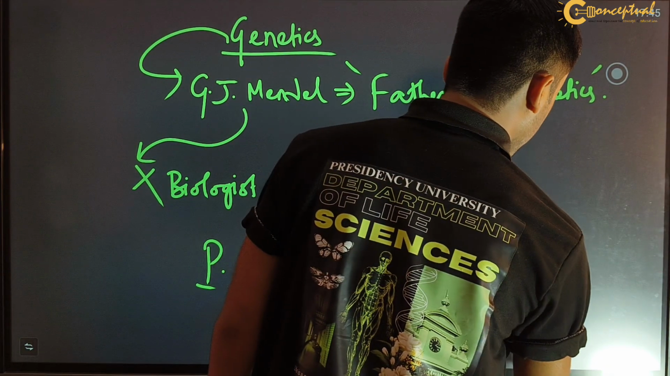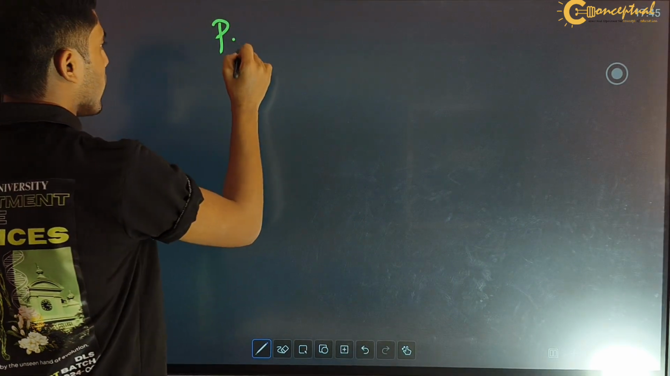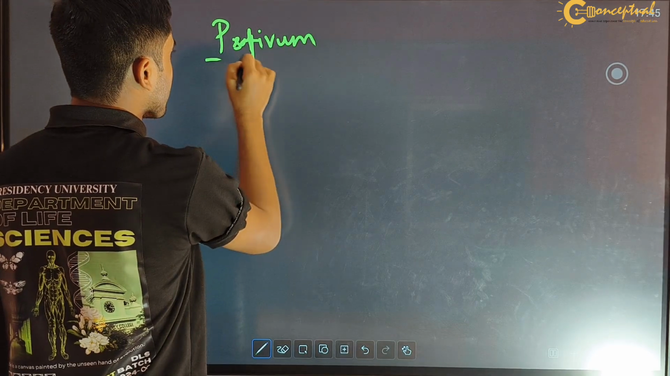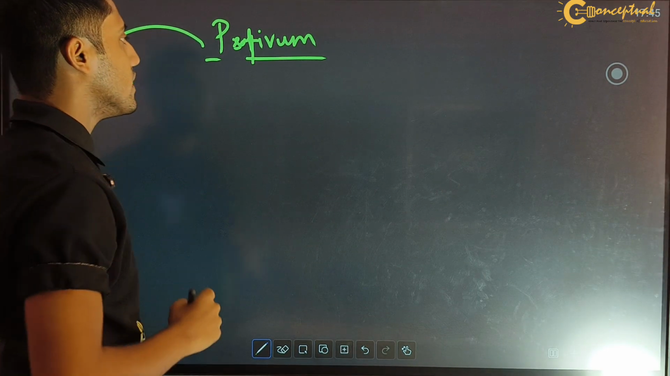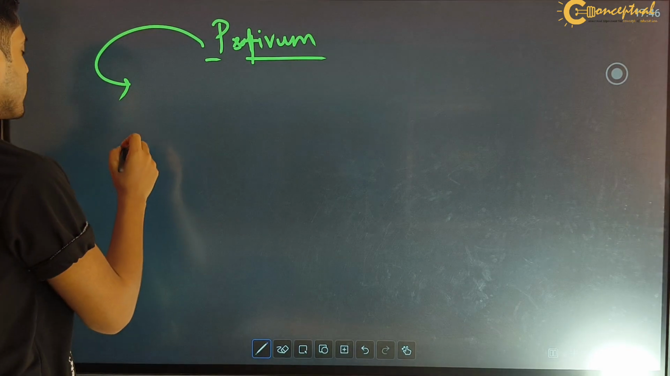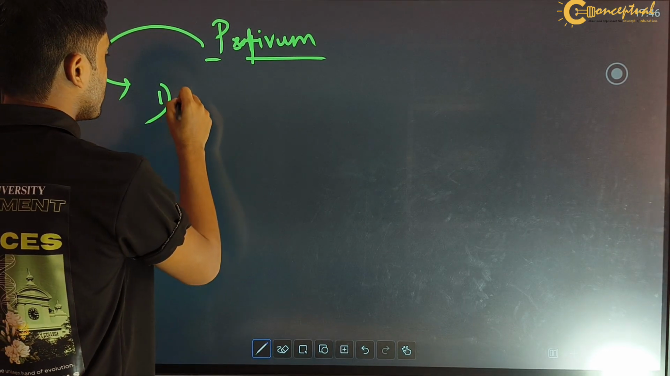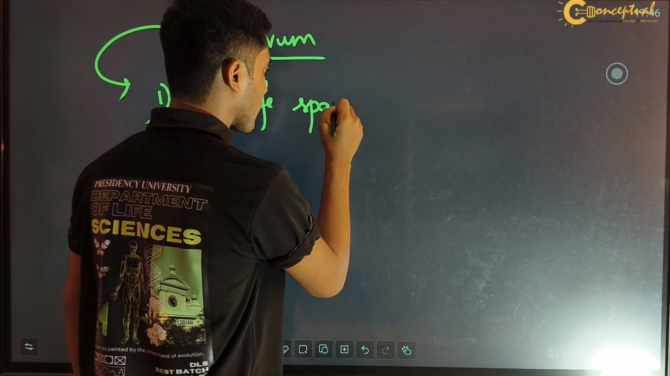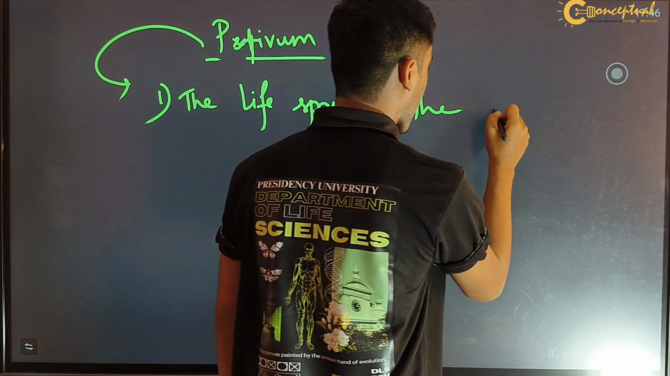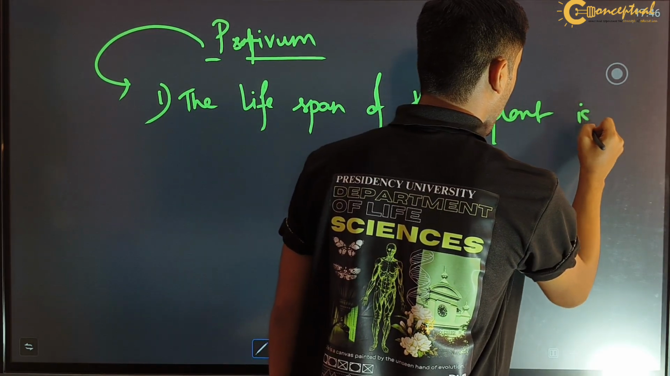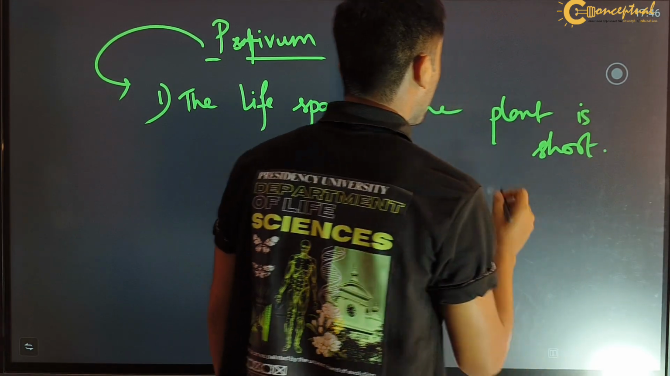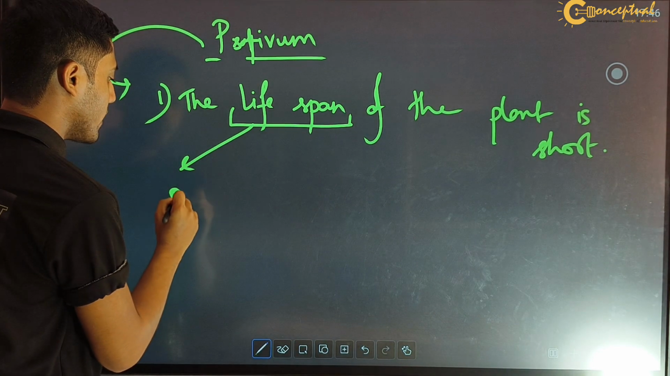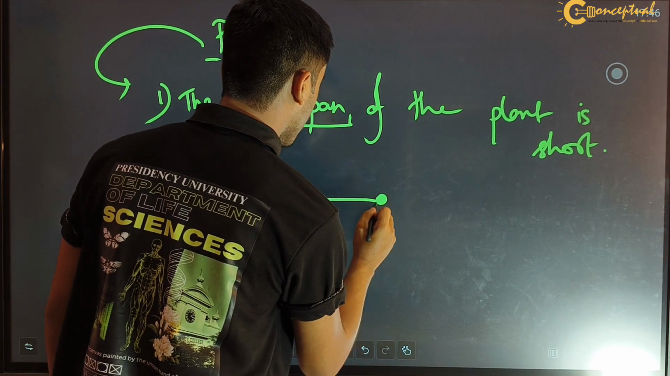What was the point of choosing the pea plant? This also had a significance in the understanding of his genetics. So what was the significance of choosing this very particular plant? First, the lifespan of the plant is short. And what is the lifespan? Lifespan of an organism refers to the period from the point where an organism is born to the natural death of the organism.